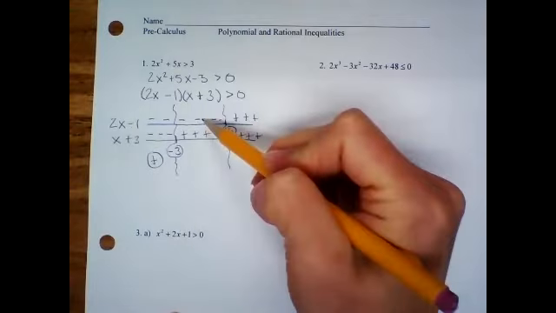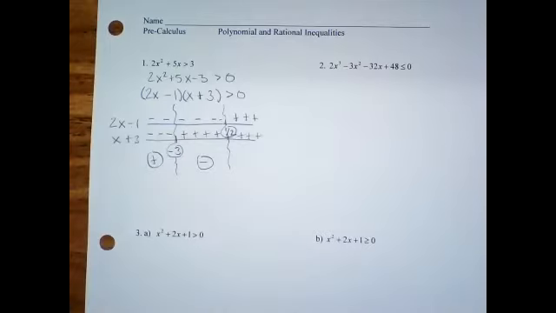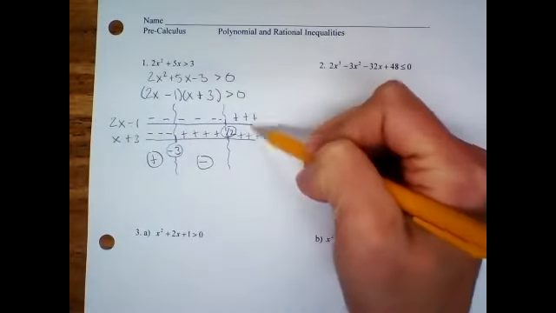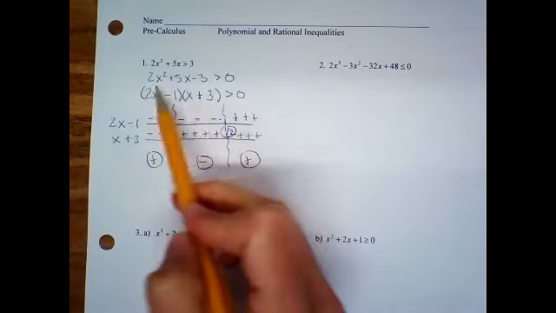This middle section, we have negative times a positive, which would be negative, good. And then this section, we have positive times positive, which would obviously be positive, okay? What section is your answer? It comes back to the original problem here.